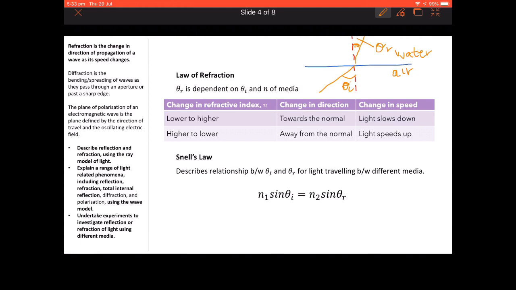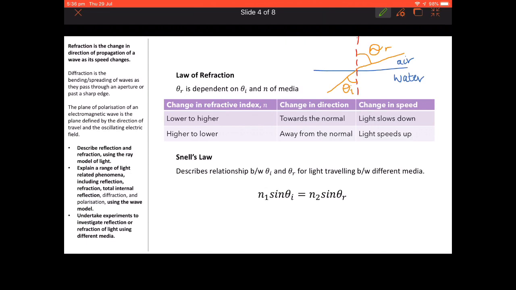So the light has bent towards the normal because it slowed down from a lower refractive index to a higher refractive index. Conversely, if you're going from a medium with a higher refractive index to a lower refractive index, light will bend away from the normal because it's sped up. So if you're going from water to air, if you've got your angle of incidence here and your incident ray, then the light will bend away from the normal, and this will be your angle of refraction here.